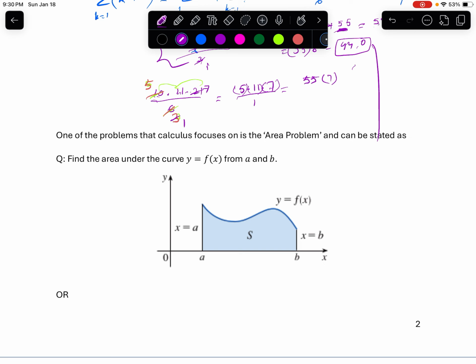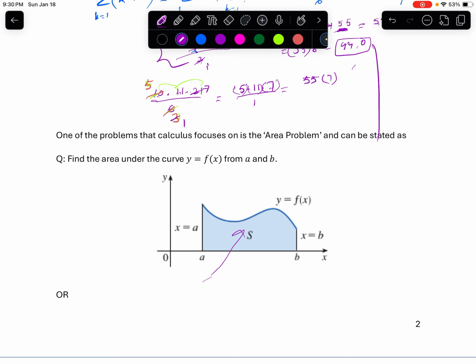But if we get something like this, we have here S, this shaded area. We have no formula to find this area. Not yet. So what do we do? Well, first thing, what do we call it? This is called the area under the curve.